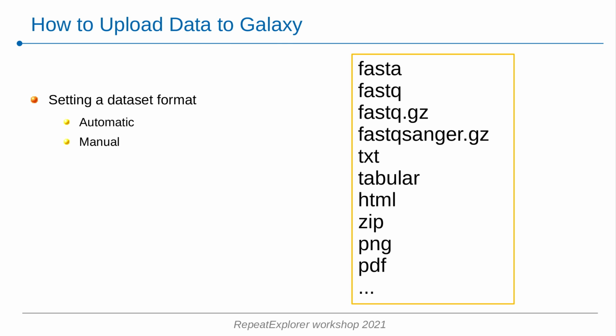Correct specification of format is necessary as most of the tools on Galaxy specify what kind of data they can process. For example, if a tool requires only tabular format, it will refuse to process a simple text file. Here you can see the list of the most common formats you can encounter on a RepeatExplorer Galaxy server.